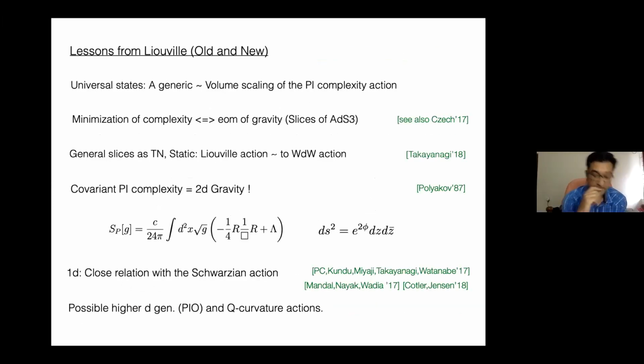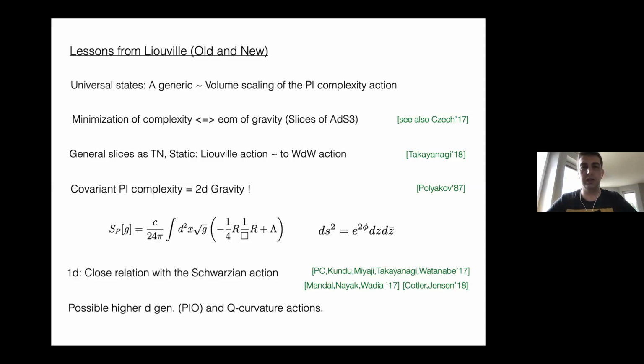Okay, so some lessons that we learned from Liouville, some of them old and some of them new, are that for complexity, from the Liouville we can see that for universal states, if we take for example the vacuum or thermofield double or thermal state or some primaries, we get a generic volume scaling of the path integral complexity, which is something we would also expect from holographic complexity. Also, the interesting hint is that by minimization of this complexity, or this optimization problem, we get the Liouville equation.